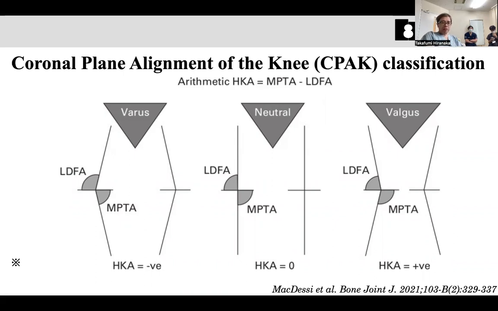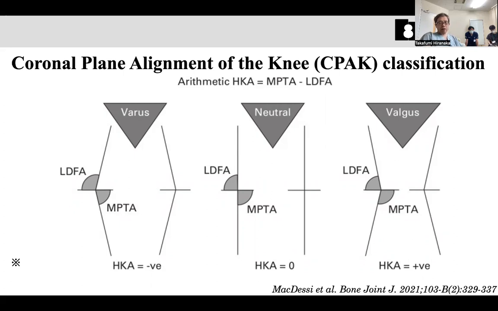For example, if MPTA is 87 and LDFA is 87, then 87 minus 87 equals 0, so the patient has a neutral leg. But if MPTA is 85 and LDFA is 88, then 85 minus 88 equals minus 3. So this patient has 3 degrees of varus imbalance.